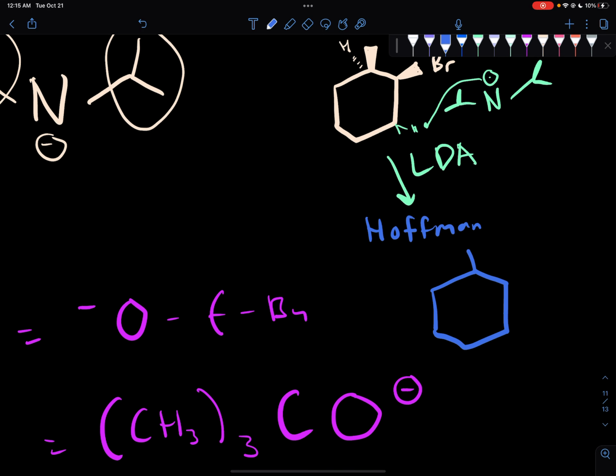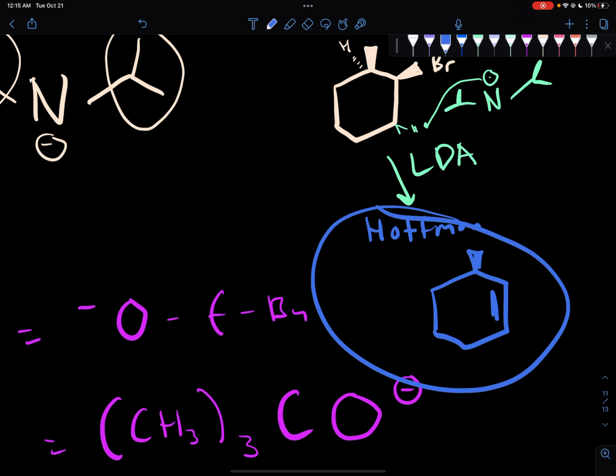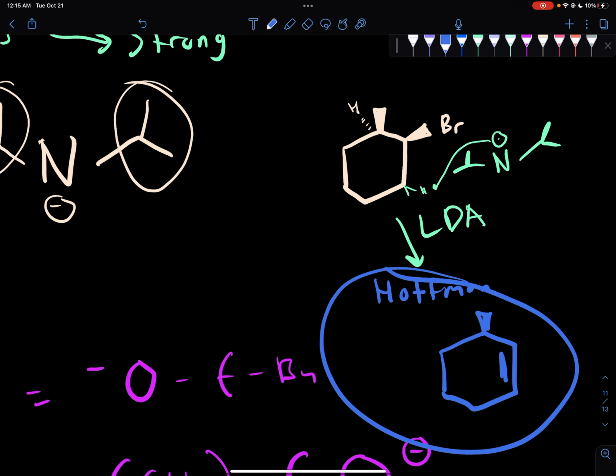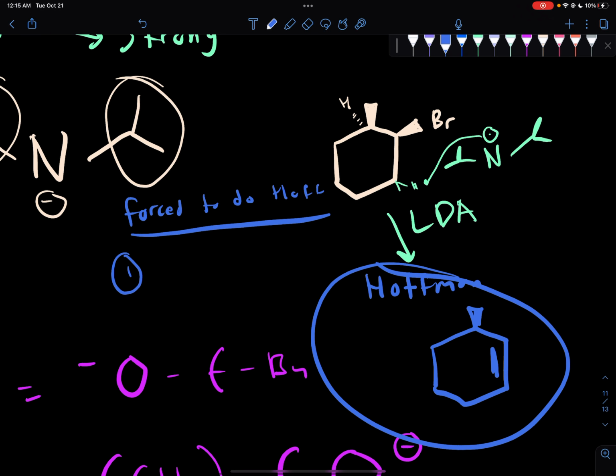So I'll keep this here and I'll form this. This will be our answer. This will be our major product, right? So the two times you're forced to do Hofmann, you're forced to do Hofmann if you have a bulky base or a ring, I'm not going to write this whole, but a ring in which your Zaitsev is not possible due to lack of anti-coplanarity, right?